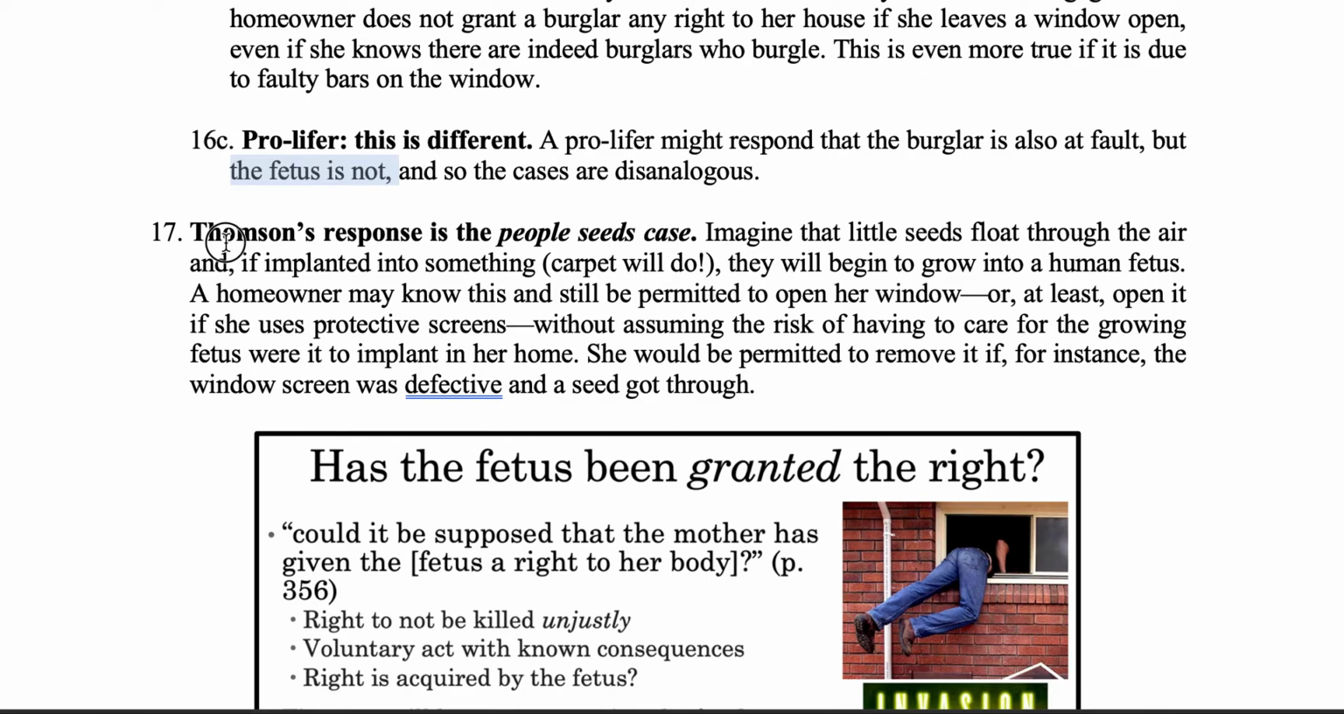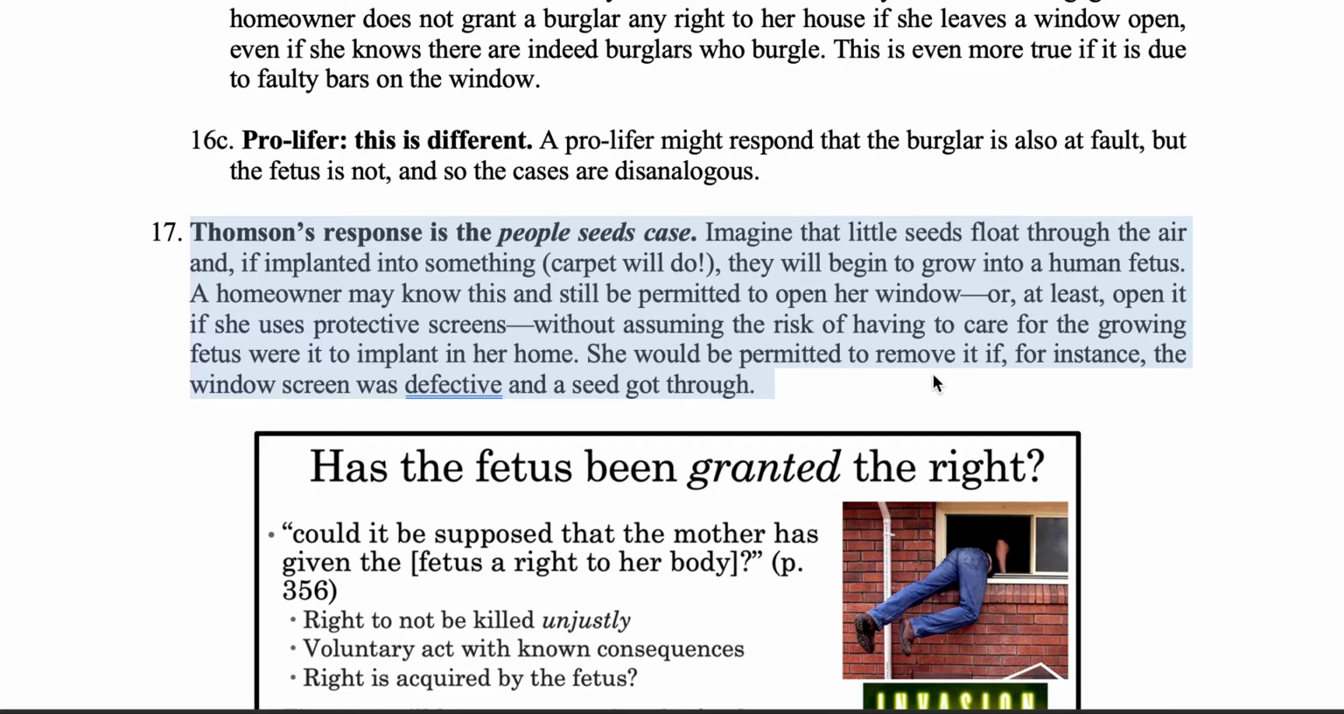And she's like, okay, well, let me give you another case. Imagine that there's these little seeds that float through the air, and if they implant into something, like carpet, then they begin to grow into a human fetus. So call them people seeds. There's these people seeds. Just imagine that we lived in a world where people seeds floated around outside.